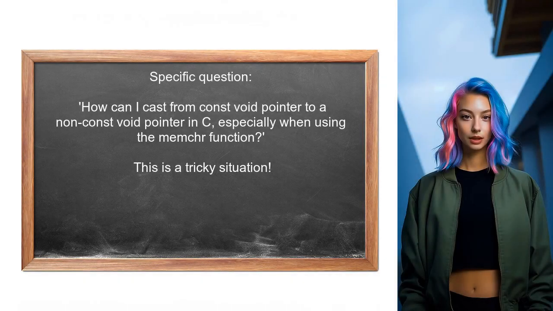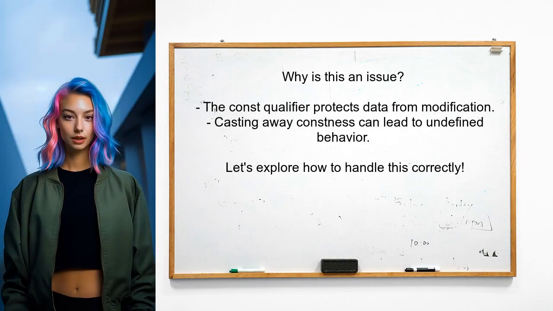Let's dive into the specific question at hand. One user asked, how can I cast from a const void pointer to a non-const void pointer in C, especially when using the memchr function? This is a tricky situation, and it's important to understand the implications of such a cast. So, why is this an issue?